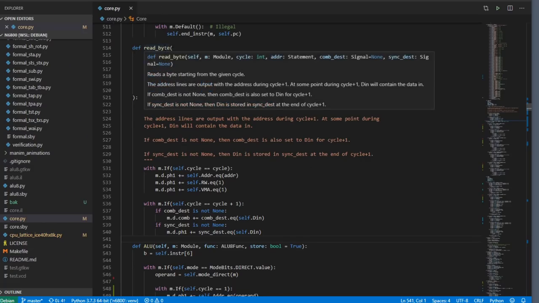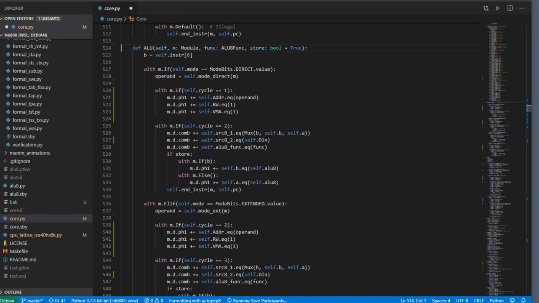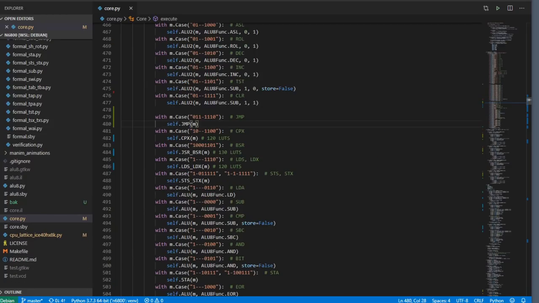In any case, I don't need read byte anymore, and I never really liked it anyway. Oh, hey, remember the thing that we did by combining JSR with BSR? Maybe I can combine jump with branch. Now, I know that branch is conditional. There is one condition that's branch always. So maybe I can get something out of that.